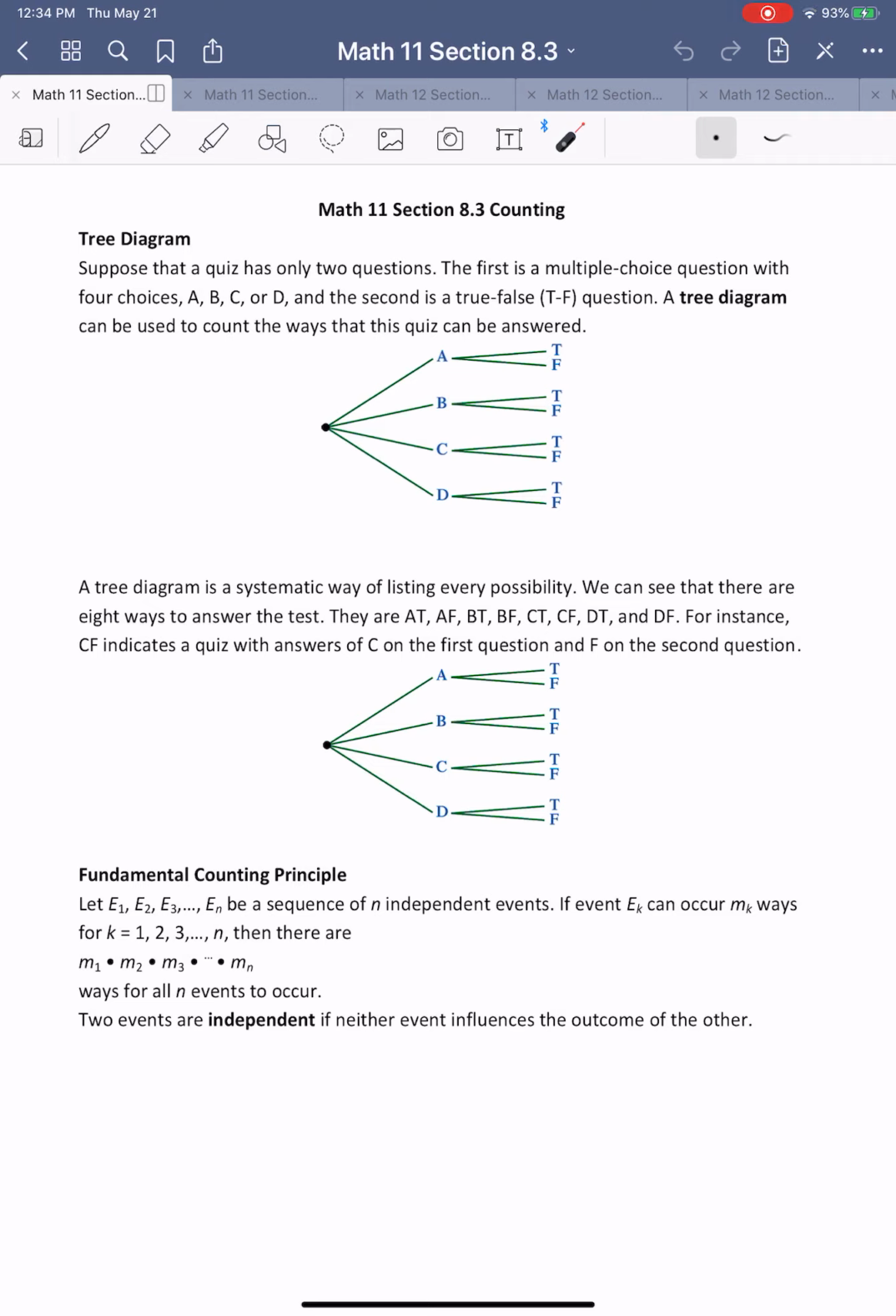So, the fundamental counting principle. When you have events E1, E2, E3 through En as a sequence of n independent events, and if the event Ek can occur in nk ways, where k is 1 through n, then you just need to multiply those numbers out, and that will be the number of ways for the n events to occur. And these events must be independent of each other.